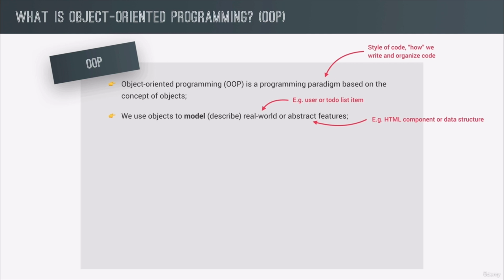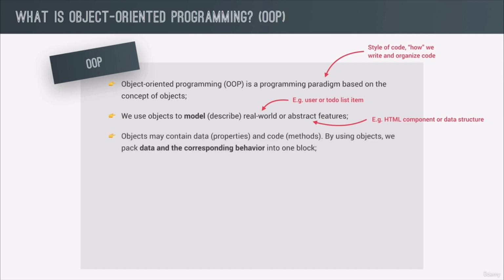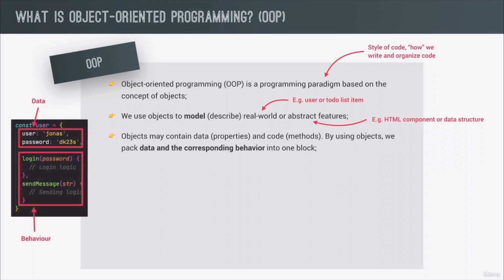Now, as we already know, objects can contain data, which we call properties, and also code, which we call methods. So we can say that by using objects, we pack all the data and the corresponding behavior all into one big block. So again, that's data and corresponding behavior. And this makes it super easy to act directly on the data. And speaking of blocks, that's exactly what objects are supposed to be.